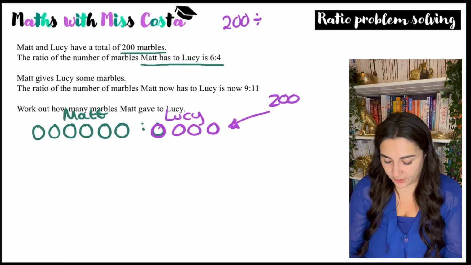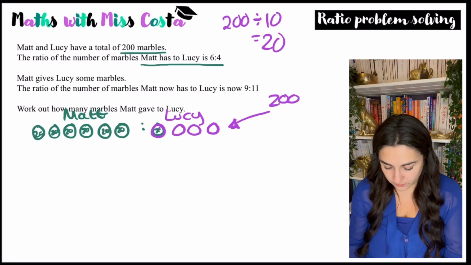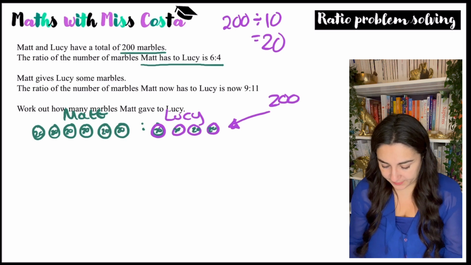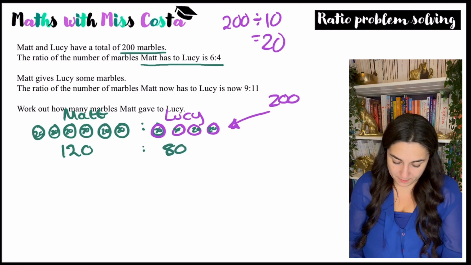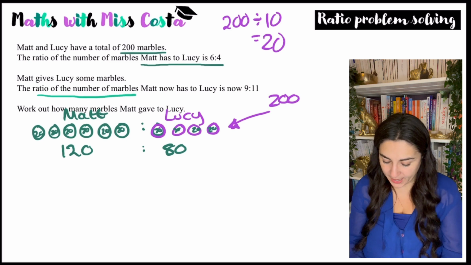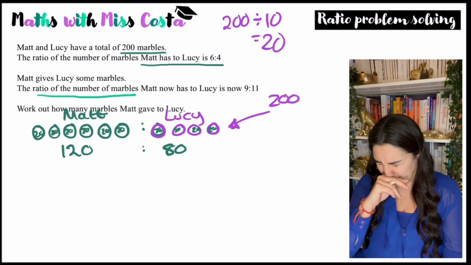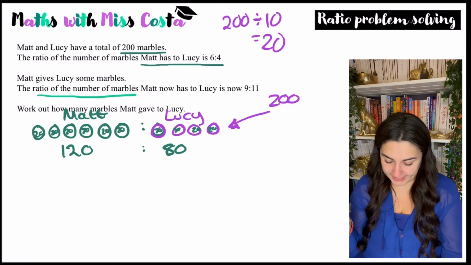So if I did 200 divided by 10, that's 20. So each of these little parts must represent 20. So therefore, Matt must have 6 times 20, which is 120, and Lucy must have 80. Now, Matt gives Lucy some marbles. The ratio of the number of marbles Matt now has to Lucy is now 9 to 11. Work out how many marbles Matt gave to Lucy.